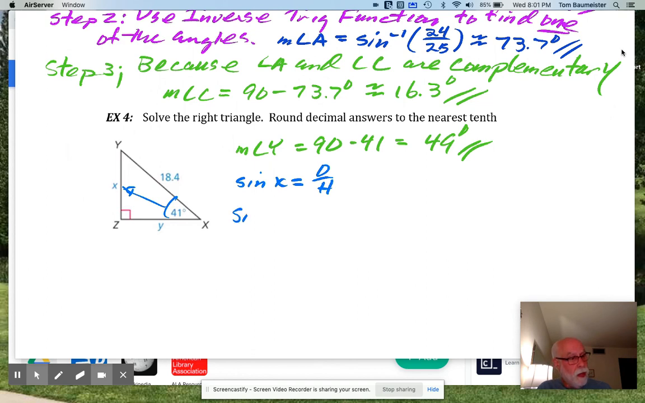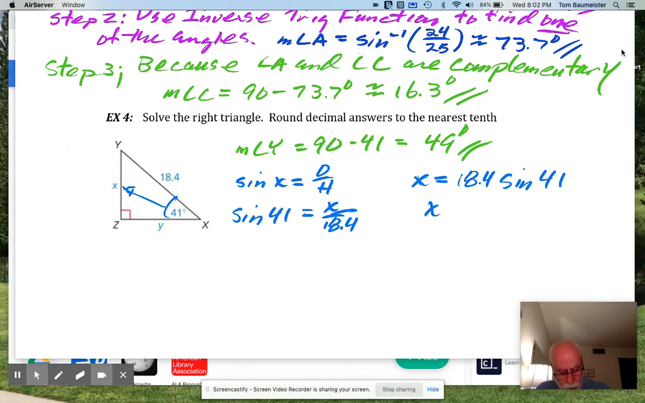So then we can say that sine of 41 is equal to x over 18.4. Now on this one here, to get x by itself, I'm going to multiply both sides because I'm undoing the division. I'm going to multiply both sides by 18.4. So you can tell me that x is equal to 18.4 sine of 41 degrees. And if we work that out, and it says again to the nearest tenth, you should get approximately 12.1.